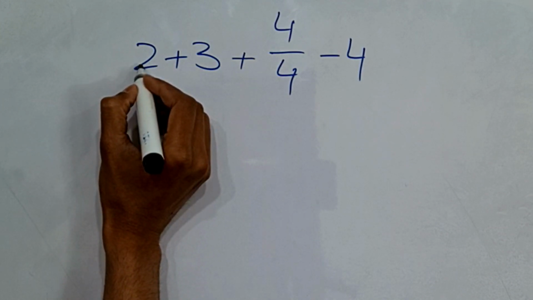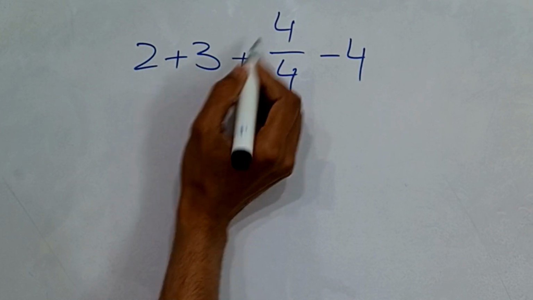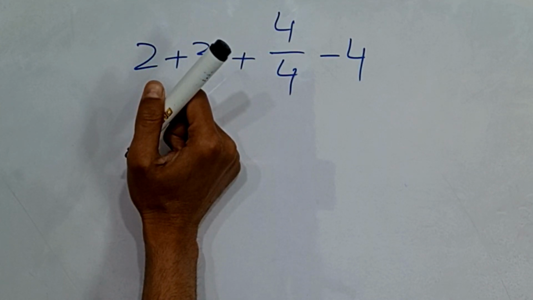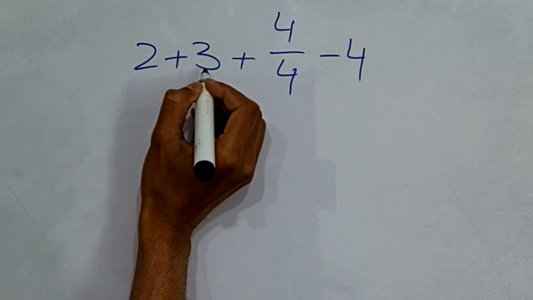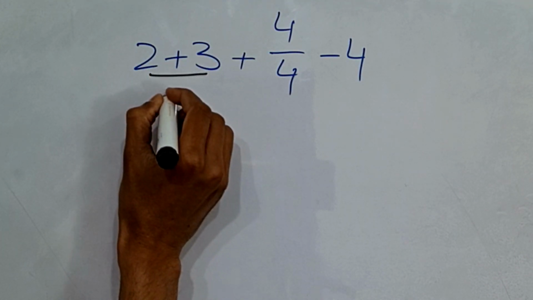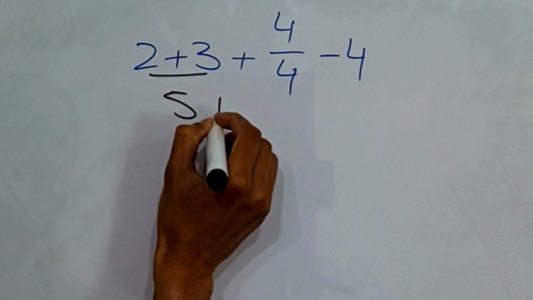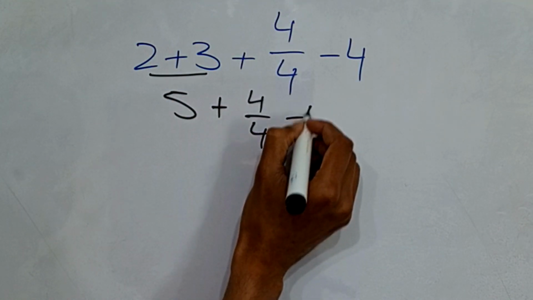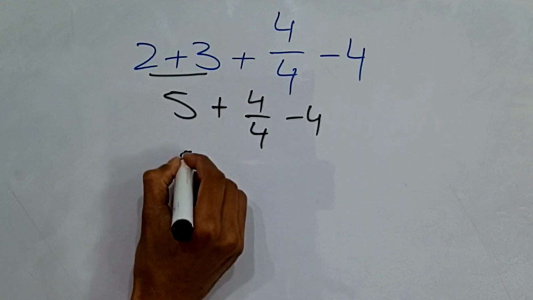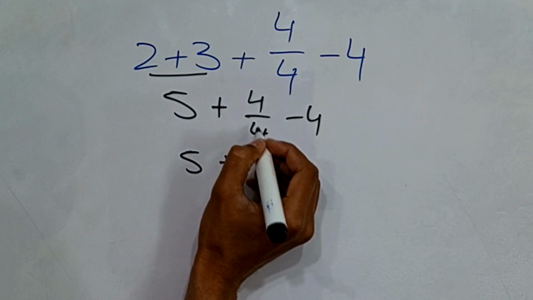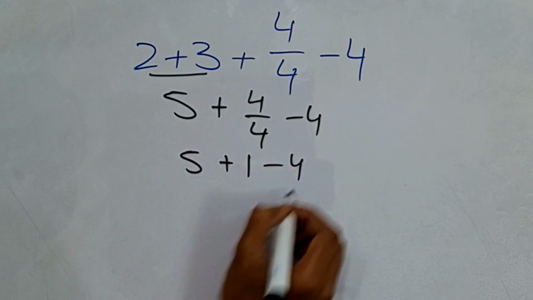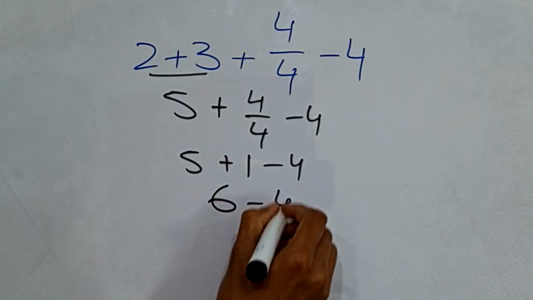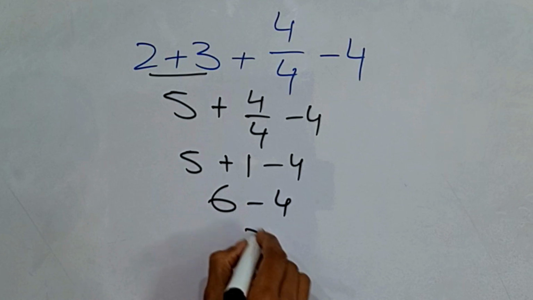Here guys, we have 2 + 3 + 4 ÷ 4 − 4. Can you solve this? This is a very interesting question. 2 + 3 equals 5, right? Plus 4 ÷ 4 minus 4. Now 5 + 4 ÷ 4 equals 1 minus 4, right? Now 5 + 1 equals 6 minus 4, and 6 − 4 equals 2.